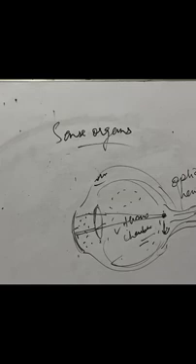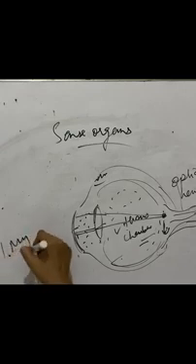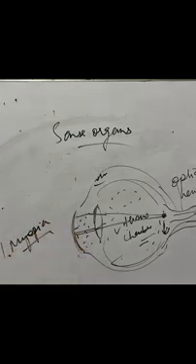Now there is something like common defects of the eye. Your eye sometimes doesn't behave well. In those situations, there are a number of defects. The very first one is myopia. Myopia is short-sightedness, when you cannot see the far objects. Myopia is a situation when you cannot see the far objects.